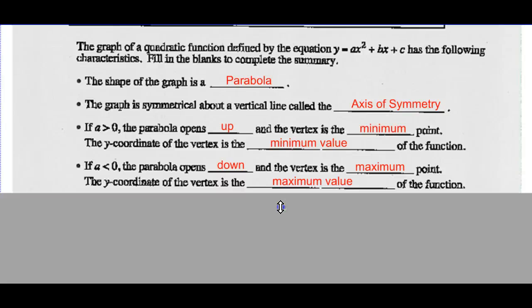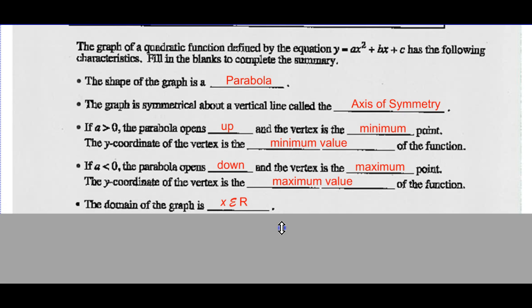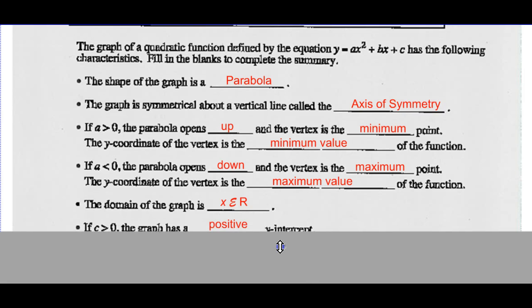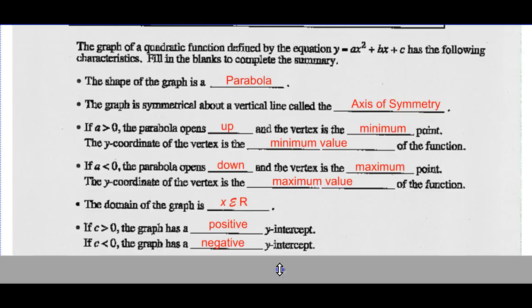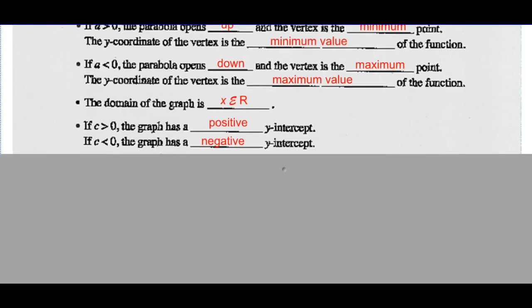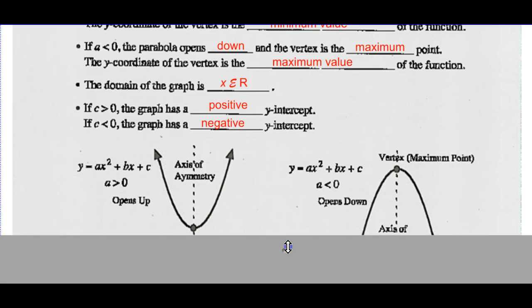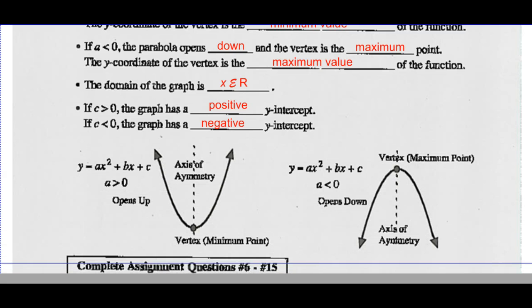The domain of the graph: every parabola goes forever left and forever right, so the domain of the graph is always x is any real number. If c is greater than 0, meaning the graph's going to move up above the x-axis, then the graph must have a positive y-intercept because it's above the x-axis. And if c is less than 0 or negative, then the graph will move below the x-axis and has a negative y-intercept. All right. So you've got your diagrams of this important information. Now you will complete questions 1 through 6.